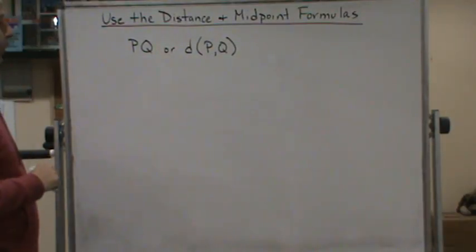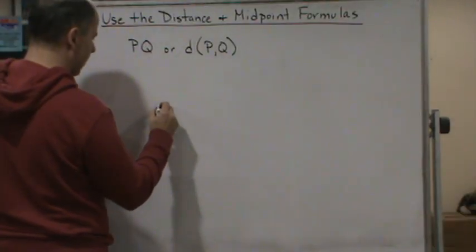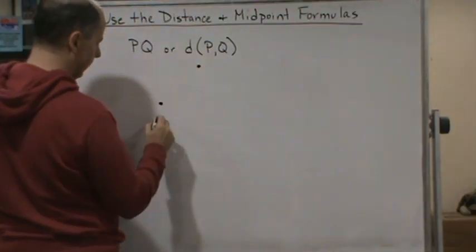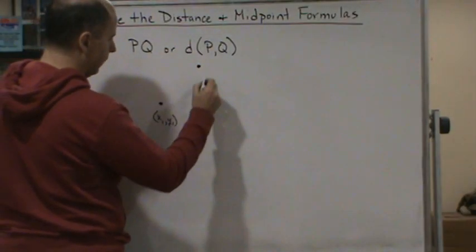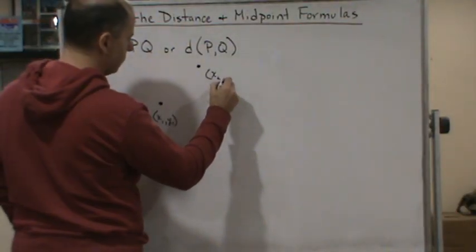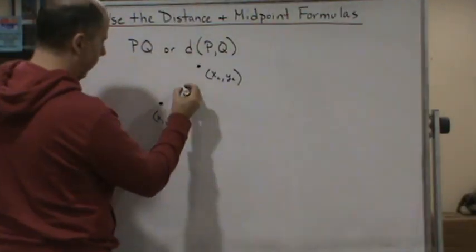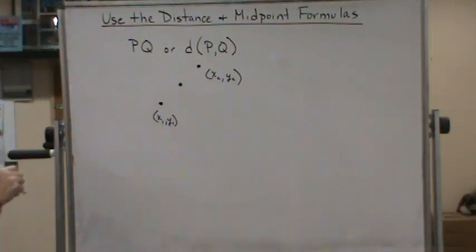Now, the midpoint formula, if we have 2 points, right? Let's say here and here, and we've got x1 comma y1, and we've got x2 comma y2, okay? And we want to find the midpoint, right? We want to find the midpoint right in the middle between the two.